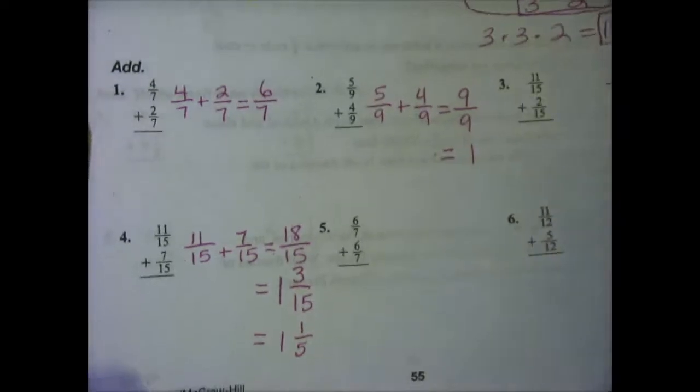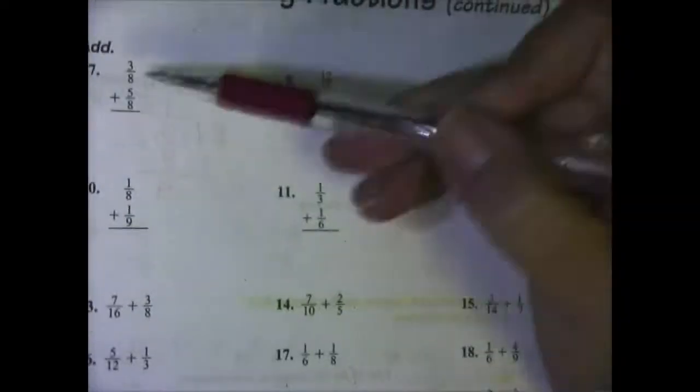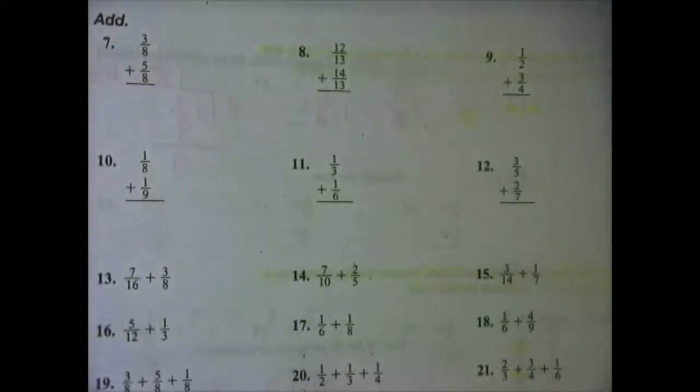Let's turn to page 56. On page 56 we have several fractions. Some of them are written vertically and some of them are written horizontally. Again, I prefer the horizontal ones to the vertical ones, but it doesn't make any difference how you do them.